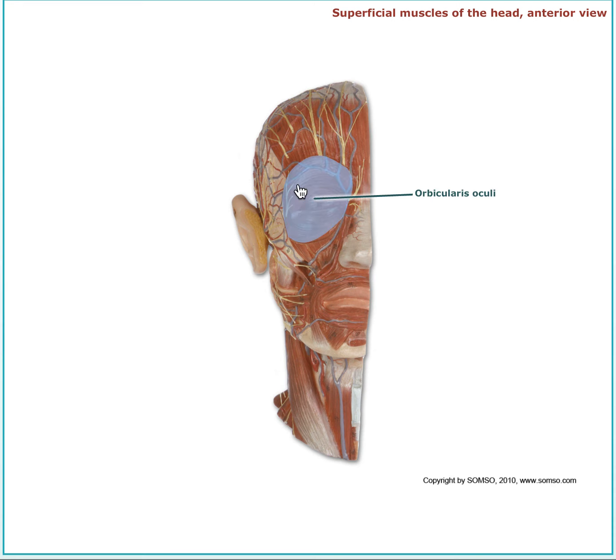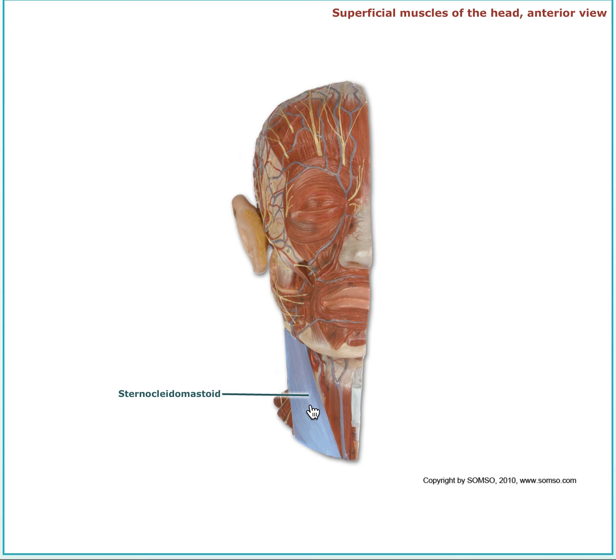Eye, it's called Orbicularis Oculi. If it orbits around the mouth, it's called Orbicularis oris. If it touches the cheekbone, it's Zygomaticus. I have a major, I must have a minor. And then, where else do we have muscles?